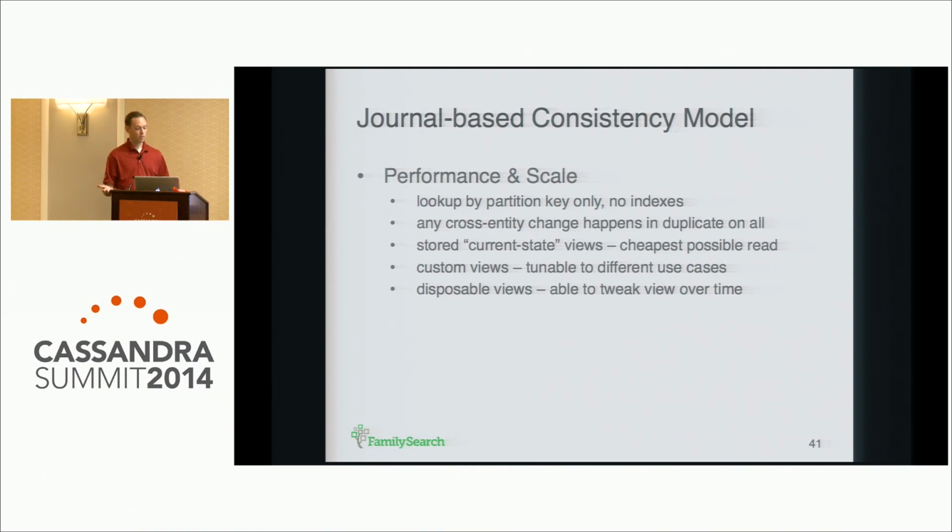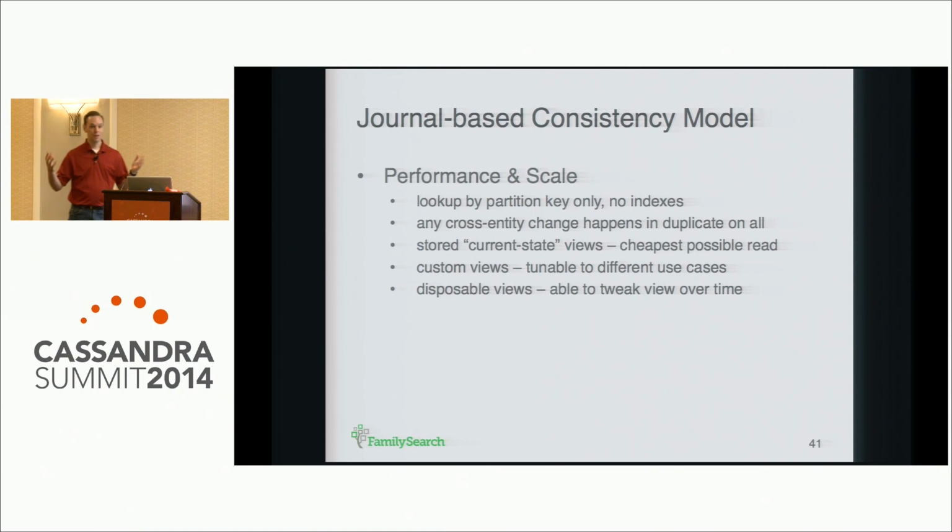In order to get the performance and scale we wanted, we needed to be able to look up by the partition key only, with no indexes other than the primary key index, and any cross-entity change had to happen in duplicate on all affected entities, basically, is the way we talk about it. And we had to store current state views in order to have fast read.